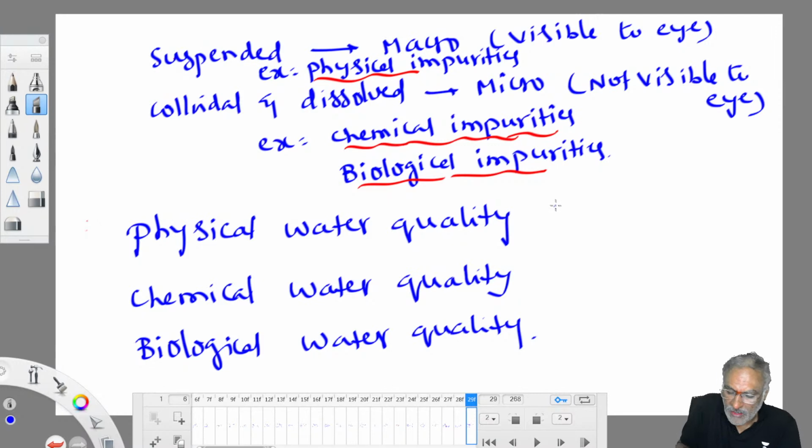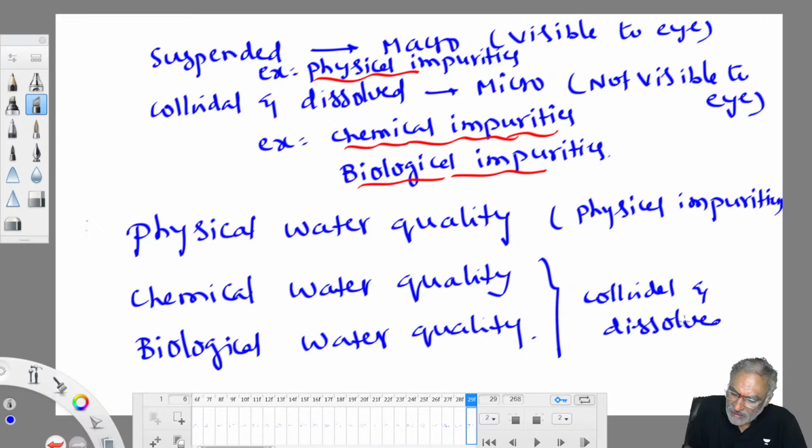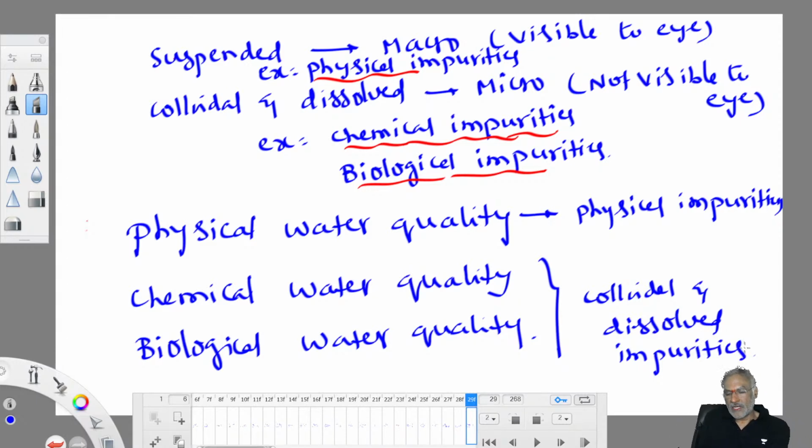Physical water quality we work out by using physical impurities. If you find out physical impurities, then you get physical water quality. And chemical and biological impurities are normally in colloidal and dissolved form. Physical water quality is defined by physical impurities, and colloidal and dissolved impurities define chemical and biological quality. That's how we can find out three water qualities. So without wasting much time, let us start with the first one, physical water quality.